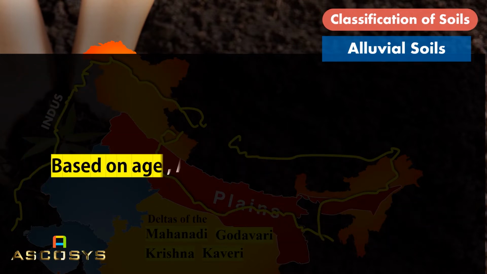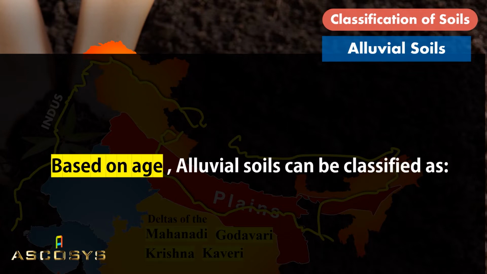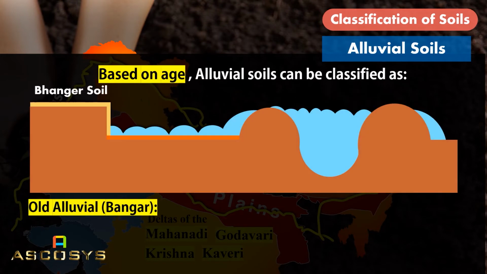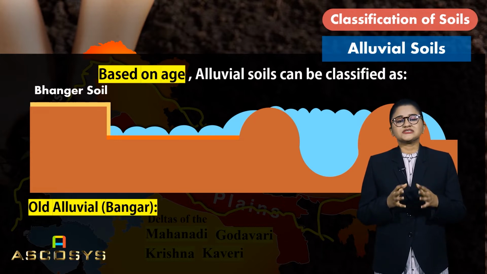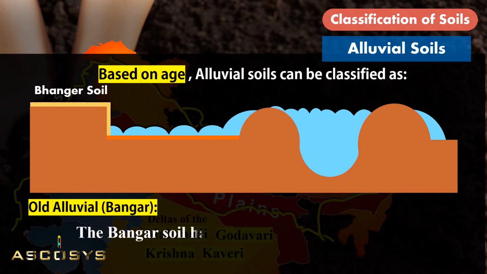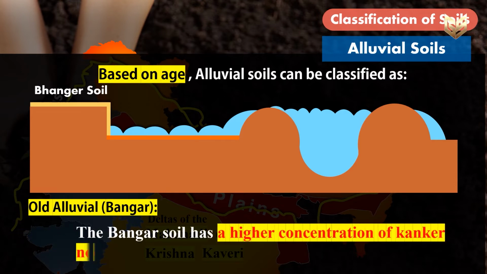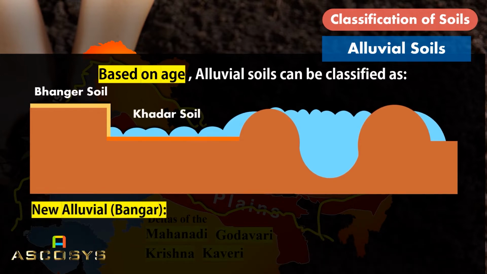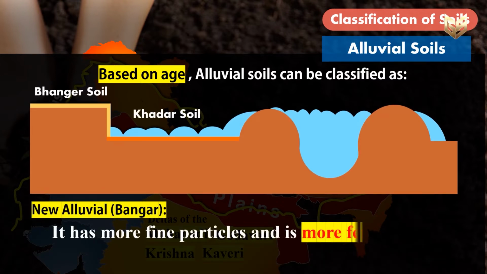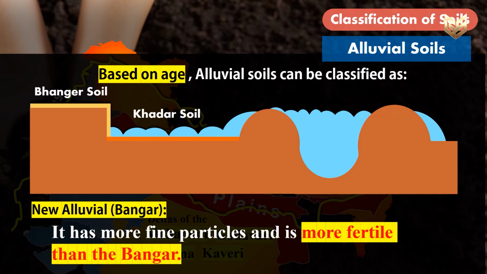The alluvial soil is classified based on age. Alluvial soils can be classified as the old alluvial soil, which is also called Bangar, and the new alluvial soil, which is called Khadar. What is Bangar soil? The Bangar soil has a higher concentration of kankar nodules than the Khadar, whereas the Khadar alluvial soil has more finer particles and is more fertile in the regions in which it is available.